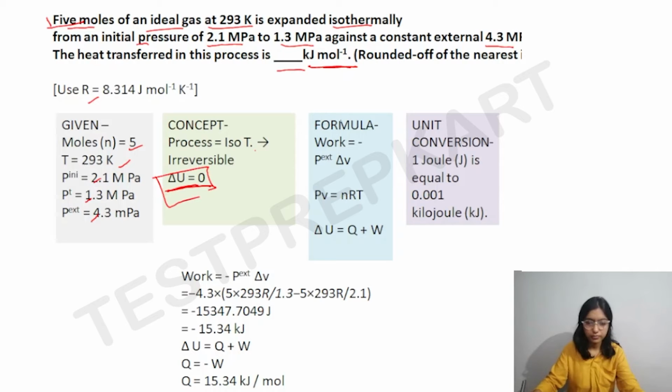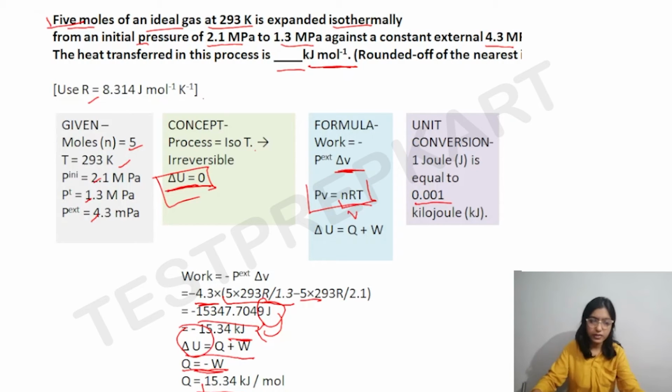Okay, formulas, let's apply them. Work is equal to minus external pressure times delta V. PV is equal to nRT, so V is nRT by P. And so we'll put these values: work, external pressure, nRT by P, delta V. We calculate work in joules. 1 joule is equal to 0.001 kilojoule. Convert this again into joules. Delta U is equal to Q plus W. So delta U is 0, so heat transfer will be equal to negative of work. So our final answer is 15.34 kilojoule per mole.